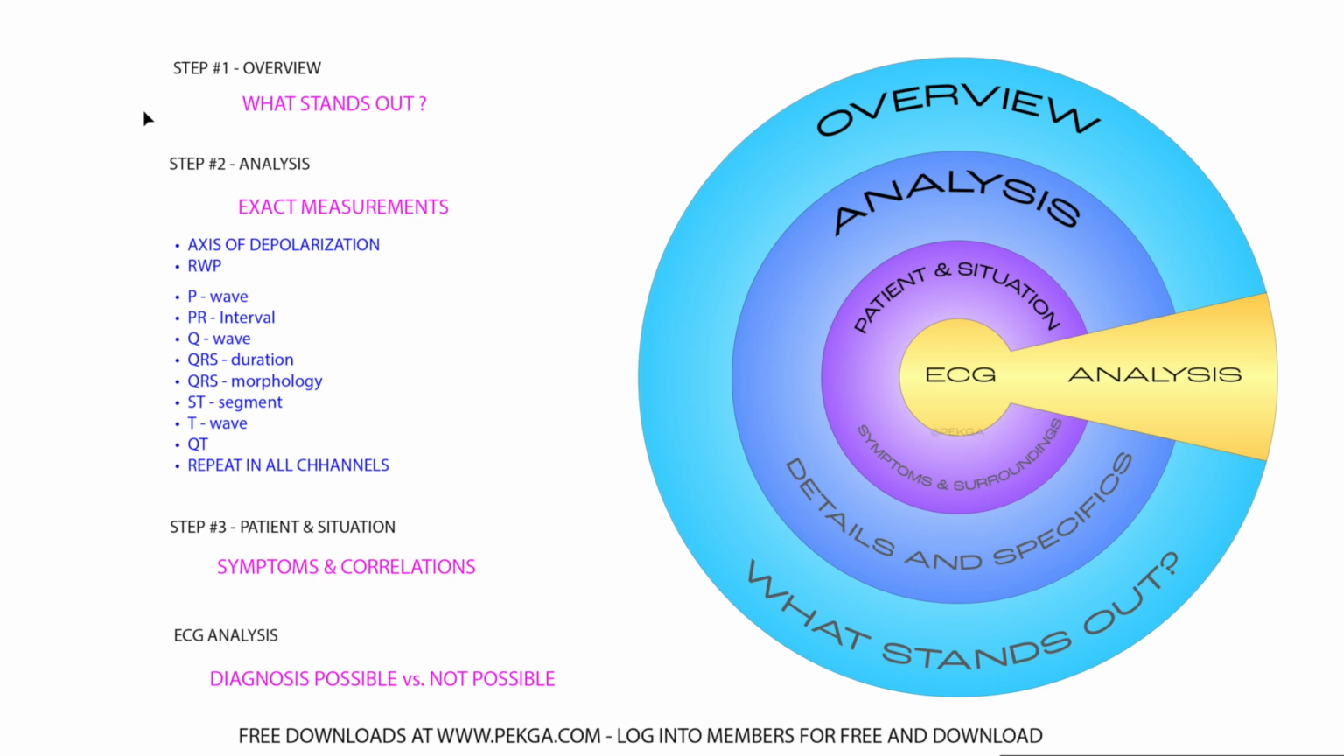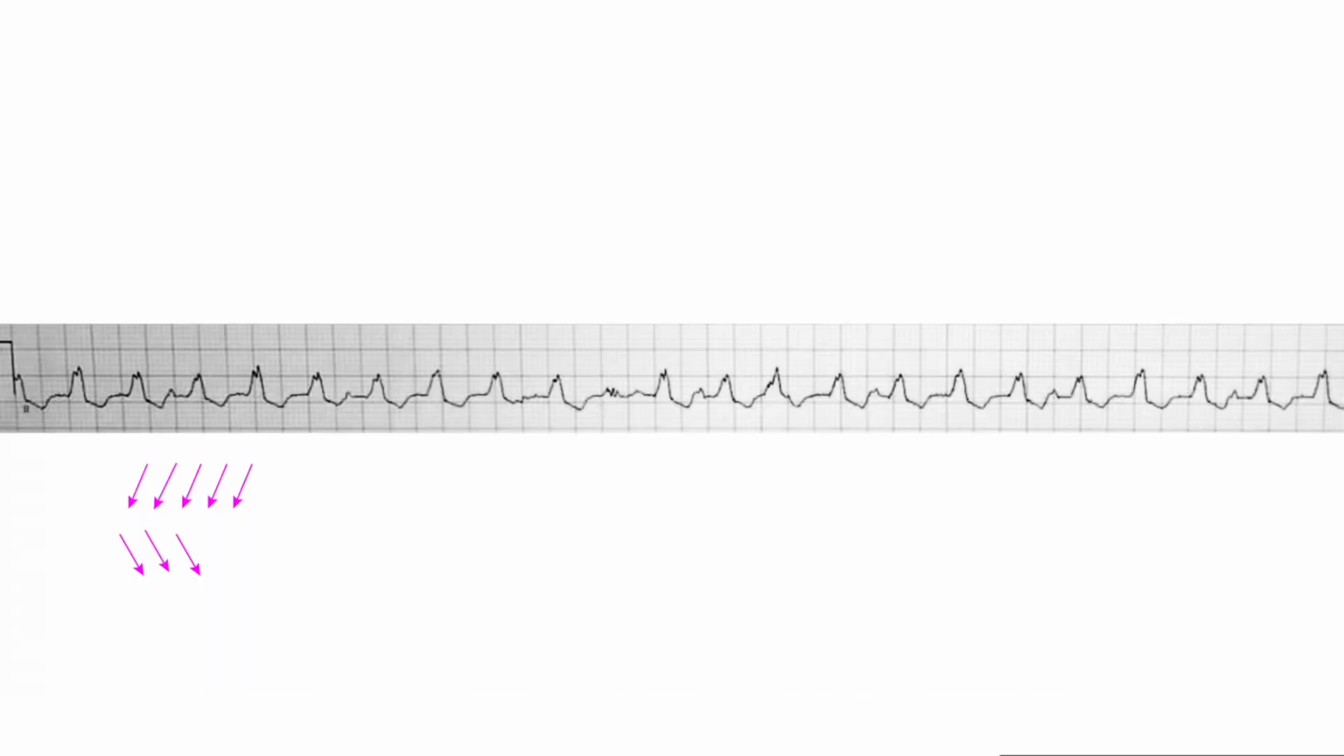What we use here is pretty straightforward. Take a look at what stands out. Then we go into measurements, try to correlate that with any symptoms or any events at all that you can make a correlation with what you're seeing on the ECG, and that will give you a chance at decent ECG analysis, possibly even a full diagnosis. Okay, so let's get to it.